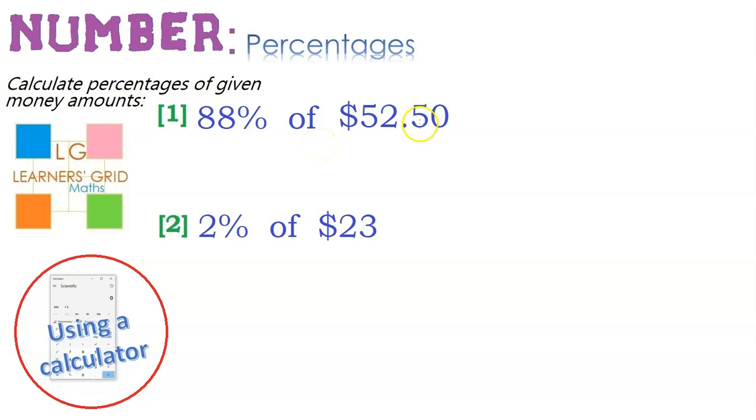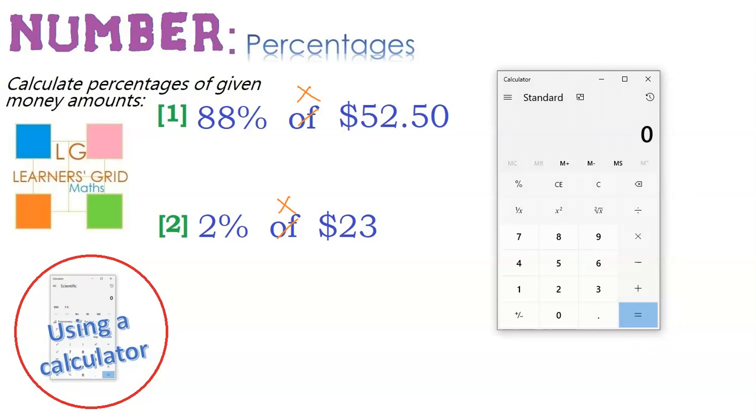88% of $52.50. Before we start, really, the key piece of information that you need to know is that this "of" really means to multiply. So this means multiply. Okay, let's call up our calculator and see how to solve these.